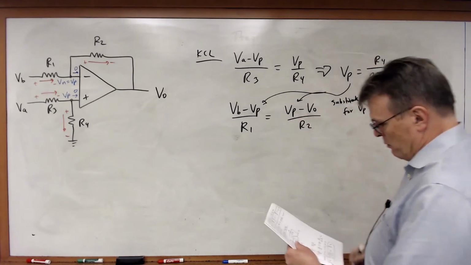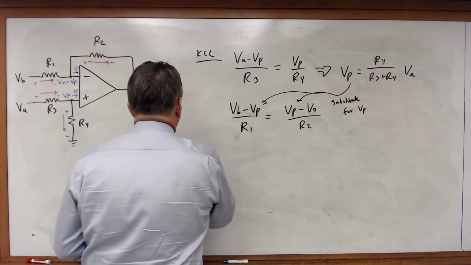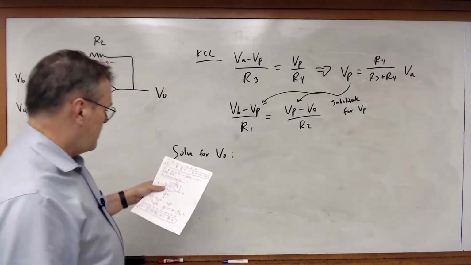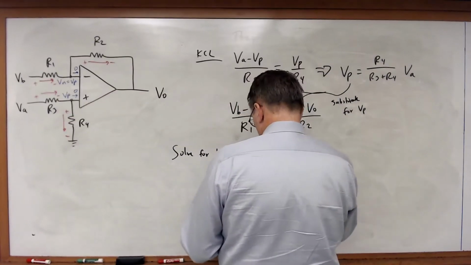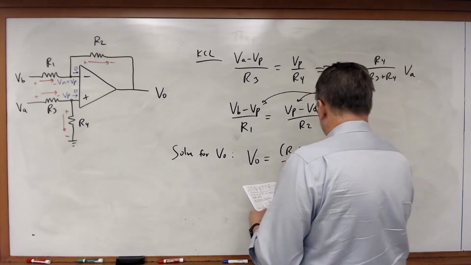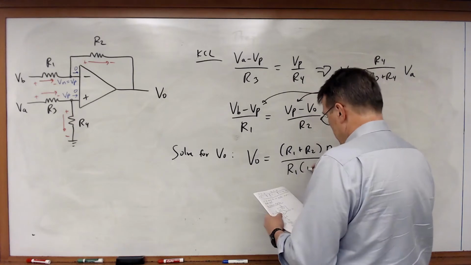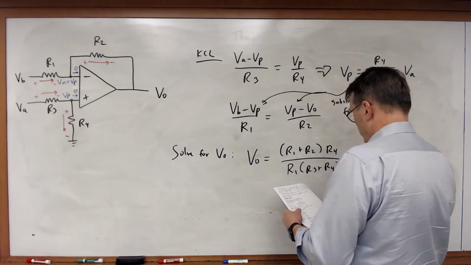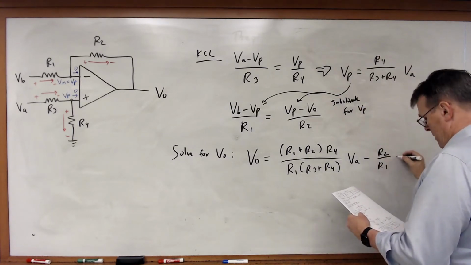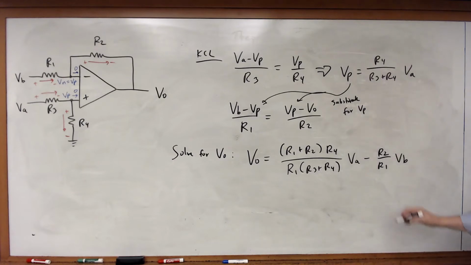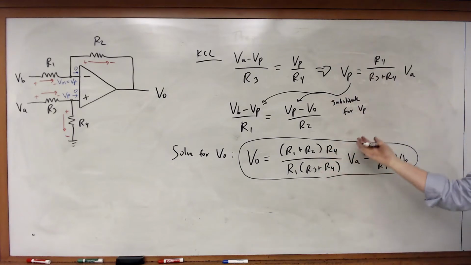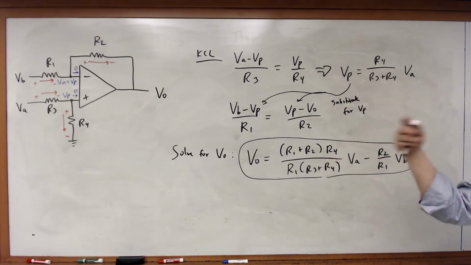and then I solve this, what I'm going to get is the following. If I solve for V0, what I will get is this. V0 is equal to R1 plus R2 times R4 divided by R1 times R3 plus R4, times VA, minus R2 over R1 times VB. So I went through just a lot of messy algebra to get from here to here. I've just skipped those steps, but this is what we'll get if we do slog through the algebra.